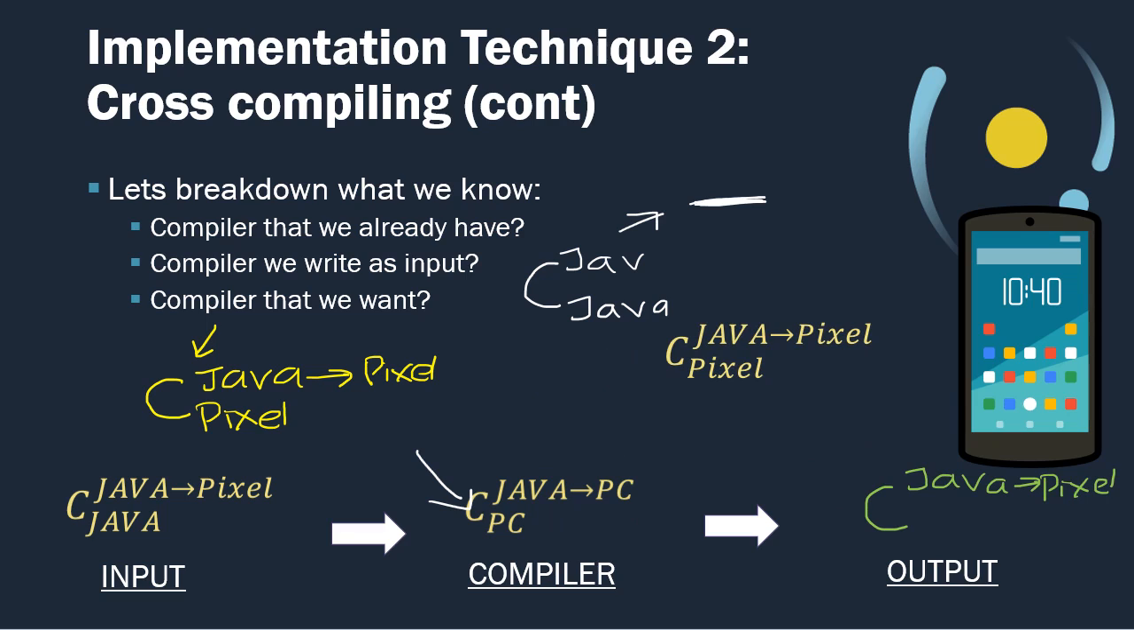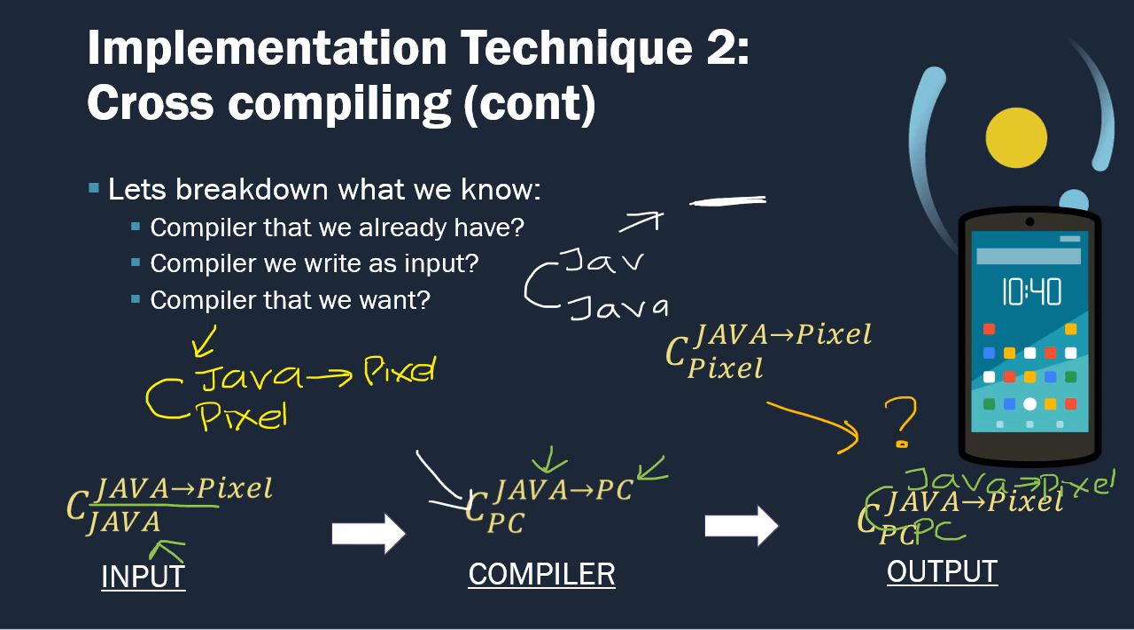Since it must have the same content with the input, the output must be the same. And it is written in, so this input is written in Java. This compiler translates from Java to PC. Therefore, this program must be written in PC. Is this the compiler or the final compiler that we want?